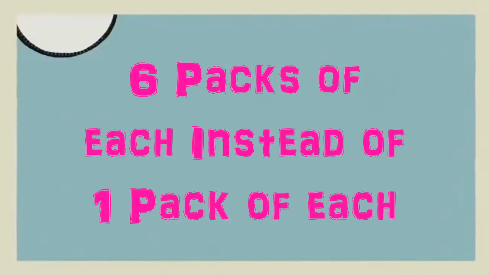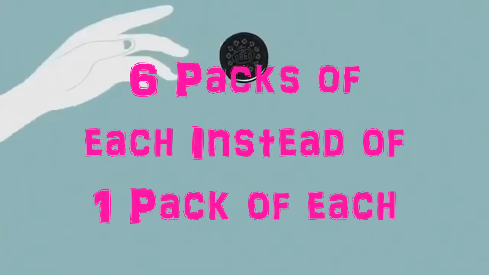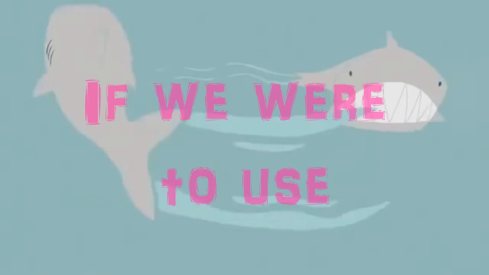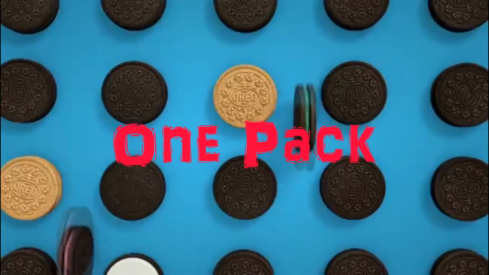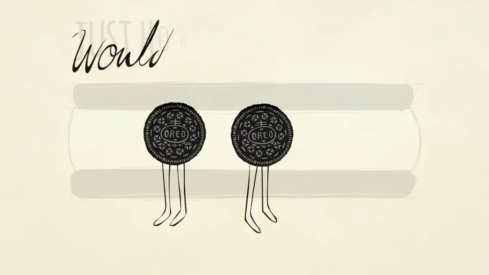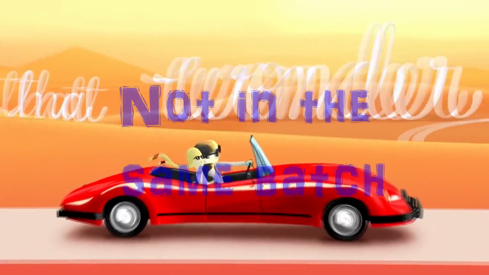We are using 6 packs of double stuffed and 6 packs of single stuffed Oreos instead of 1 of each pack in order to reduce bias, variability, and confounding variables. If we were to use 1 pack of Oreo, the pack may have Oreos that have too much cream or too little cream than other packs, which might underrepresent the population. Also, we bought packs of Oreos from different stores so that they are not all in the same batch.